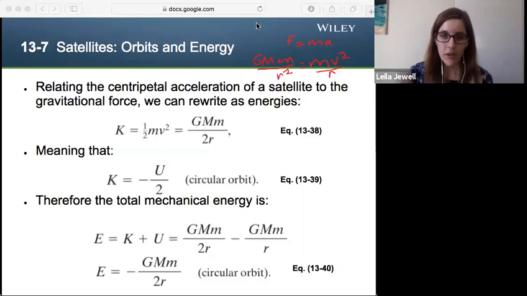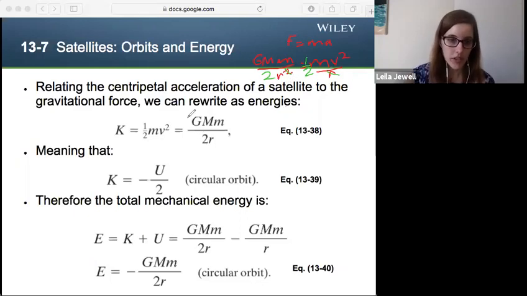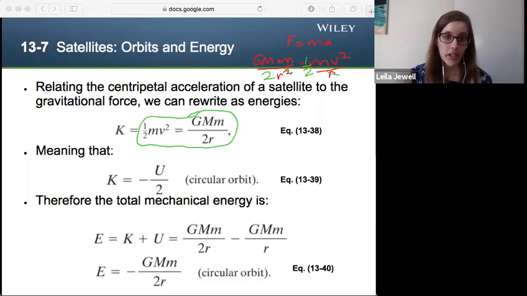And we notice this mv squared looks a lot like our kinetic energy. So if we just multiply both sides by r, we can cancel out one of the r's in the left side, and then also multiply both sides by 1/2, so there's a 2 in the denominator. Now we have 1/2 mv squared is equal to G big M little m over 2r. It's a little hard to read, but it's already written for you right here. And this describes our kinetic energy.